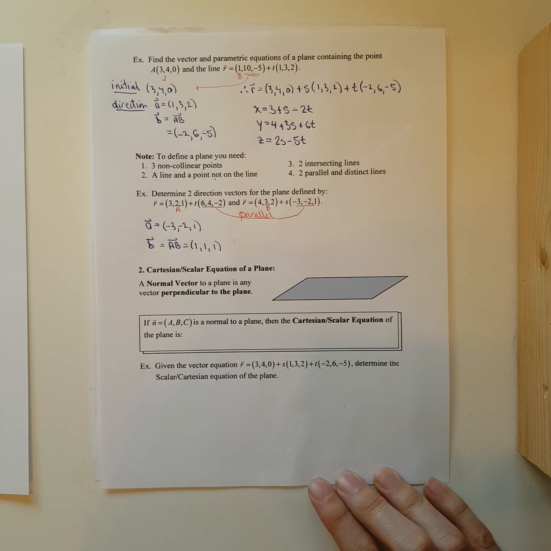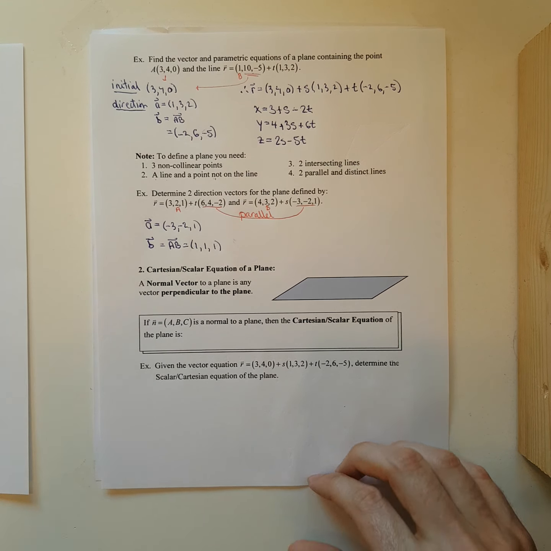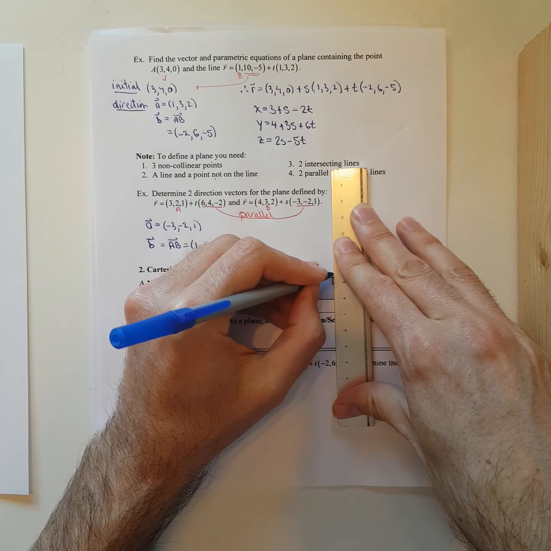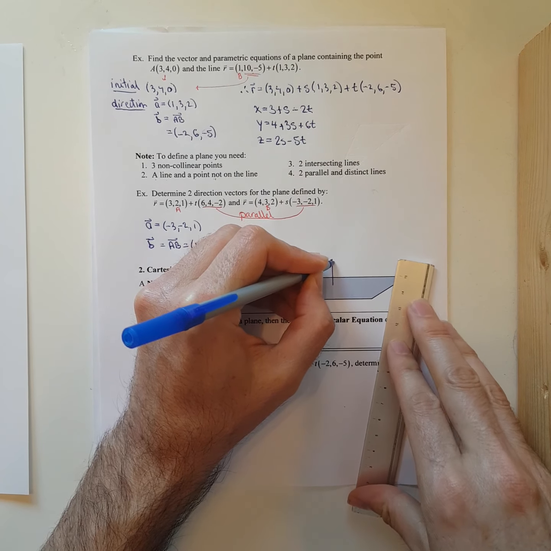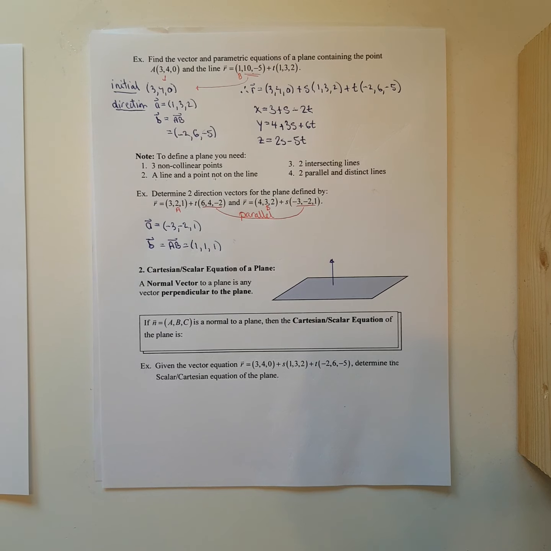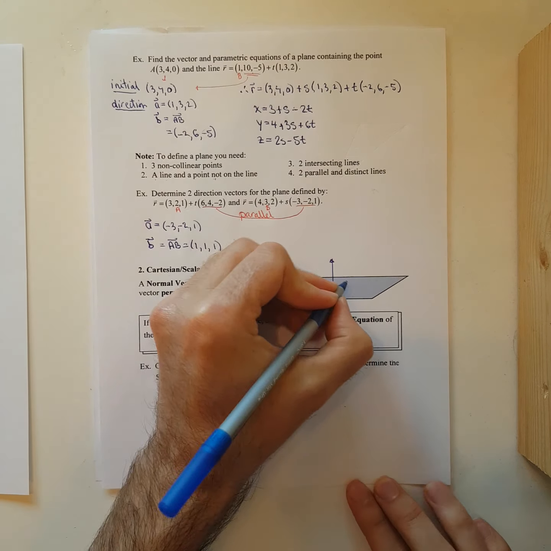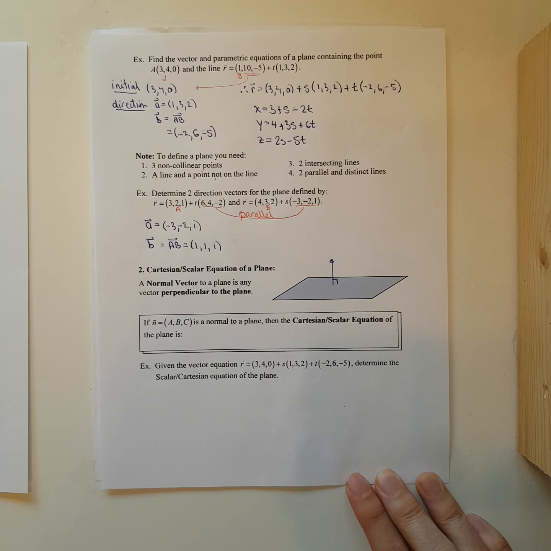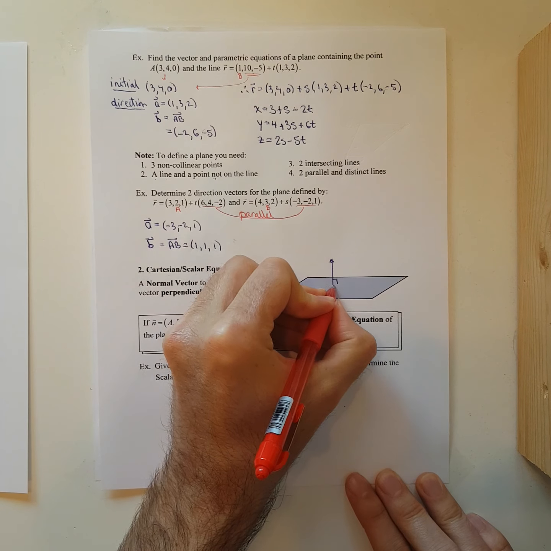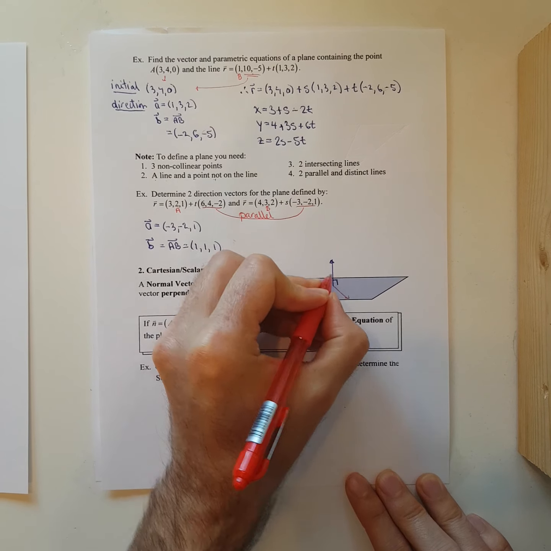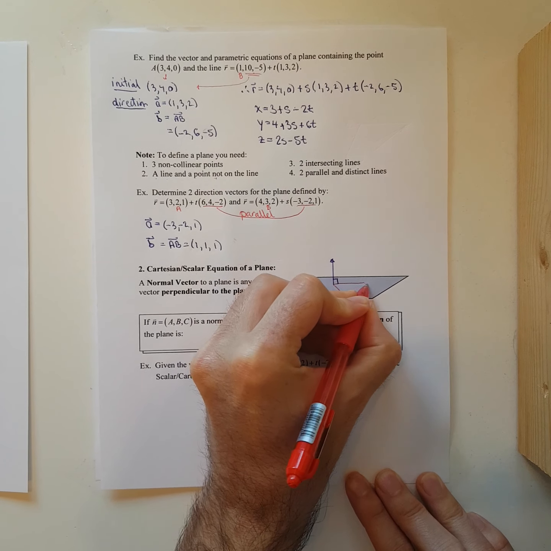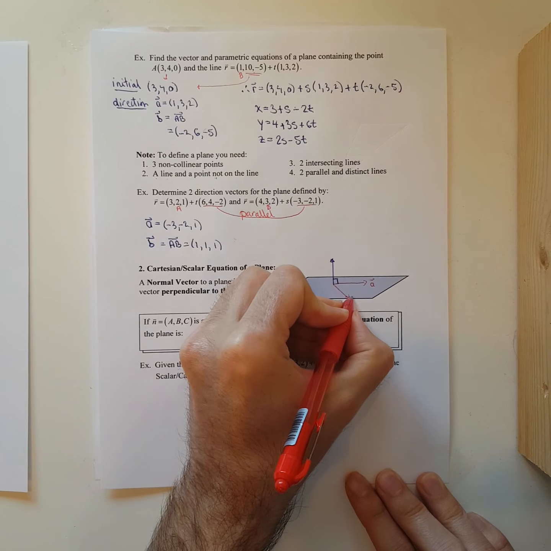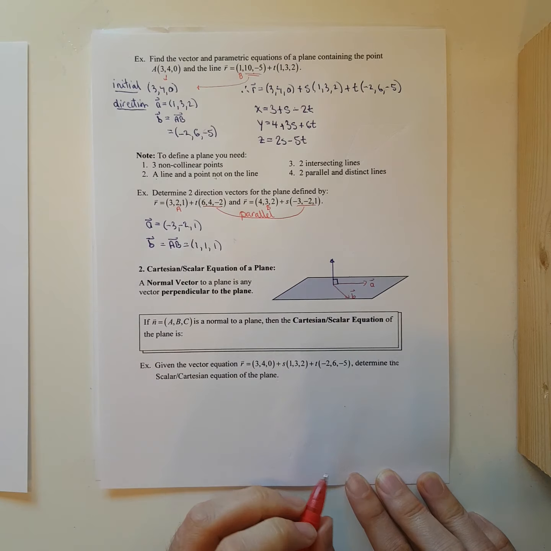So a normal vector to a plane would be any vector that is perpendicular to the plane. In 2 dimensions we can easily draw a vector that is perpendicular to the line. In 3 dimensions we can draw a vector that would be perpendicular to that plane. And if I draw on my 2 direction vectors, that means this would also be perpendicular to both of these direction vectors.